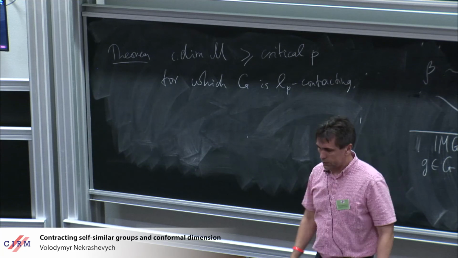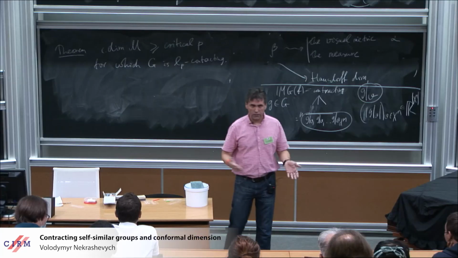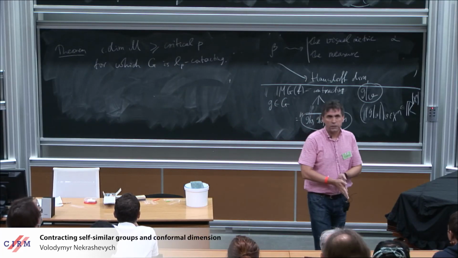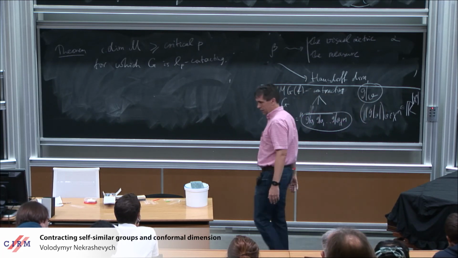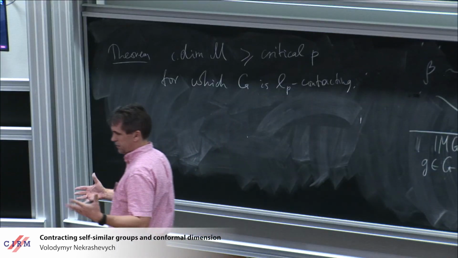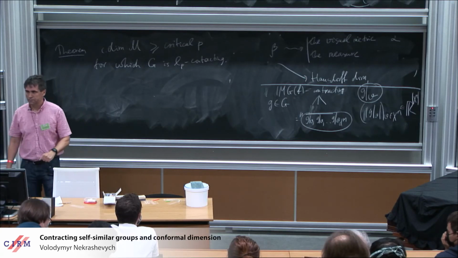Okay, so I'm done. So the project is to study these Busemann cocycles and LP contractions, also similar groups, which are purely algebraic objects, and to apply it to the corresponding expanding map. That's it. Thank you very much.